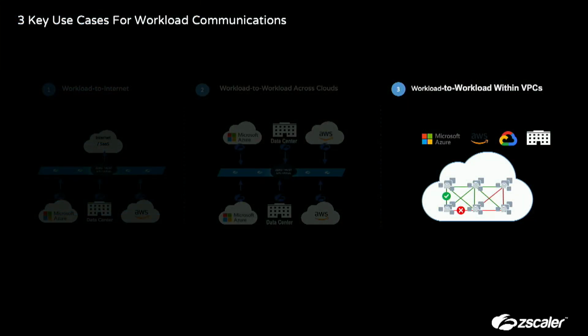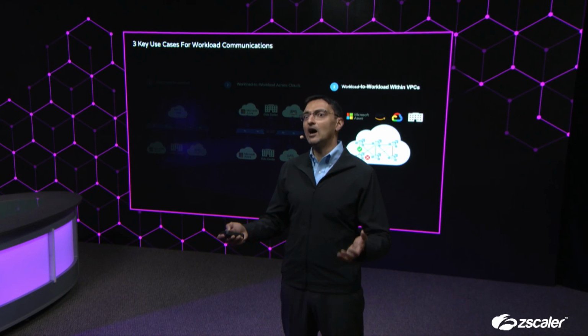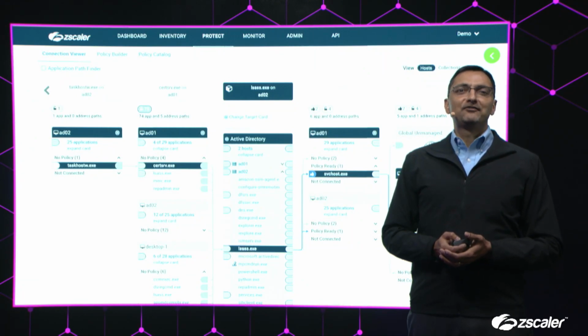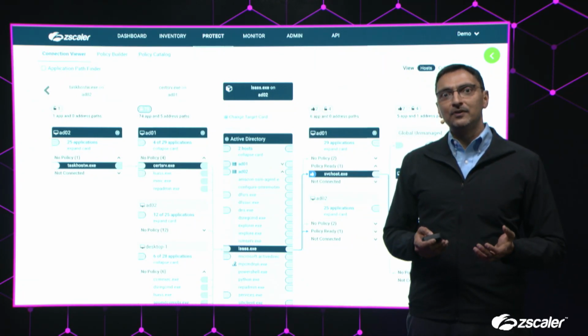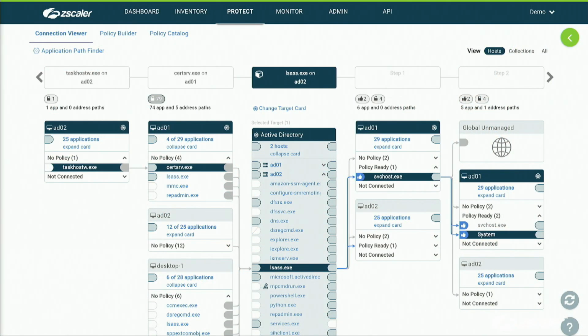And finally, let's take a look at the third use case, workload to workload communication within VPCs and Vnets. A modern approach to microsegmentation is based on strong identity at a process level and Zero Trust connectivity without requiring traditional network segmentation. We start by fingerprinting the identity of every app and process automatically and collecting information about how apps are communicating with each other. These fingerprint attributes are used to verify that only authorized entities are communicating with each other.